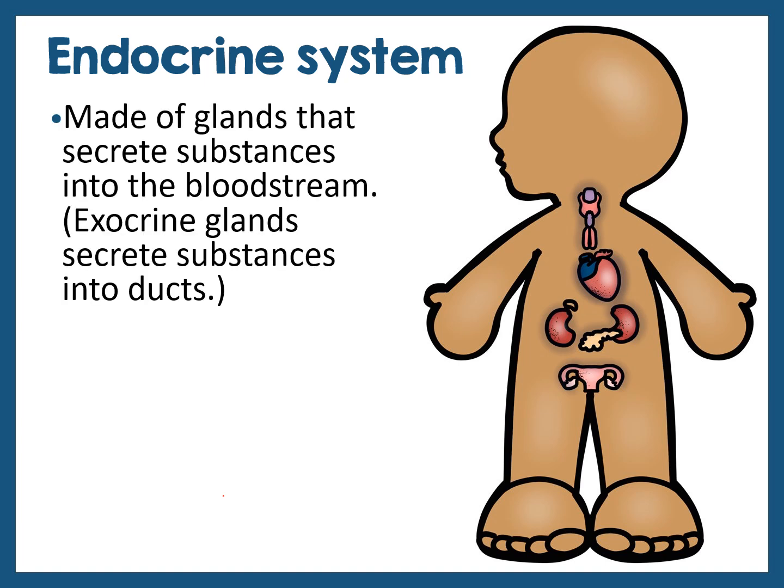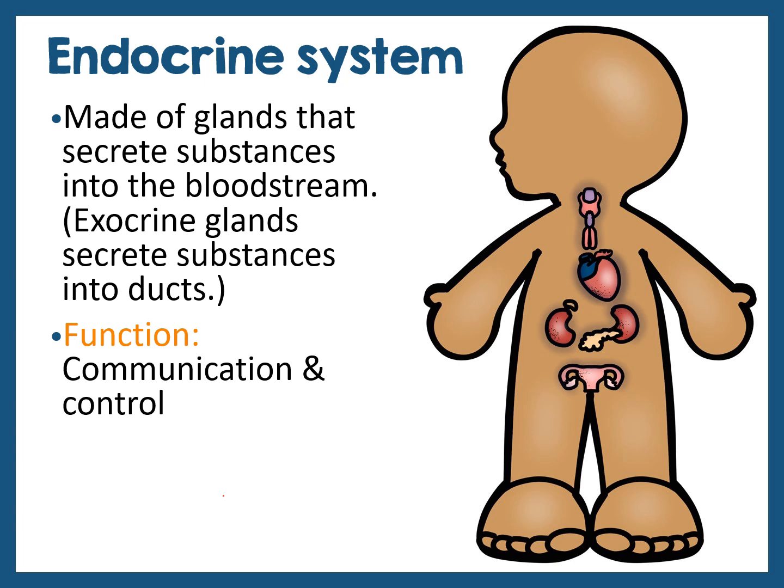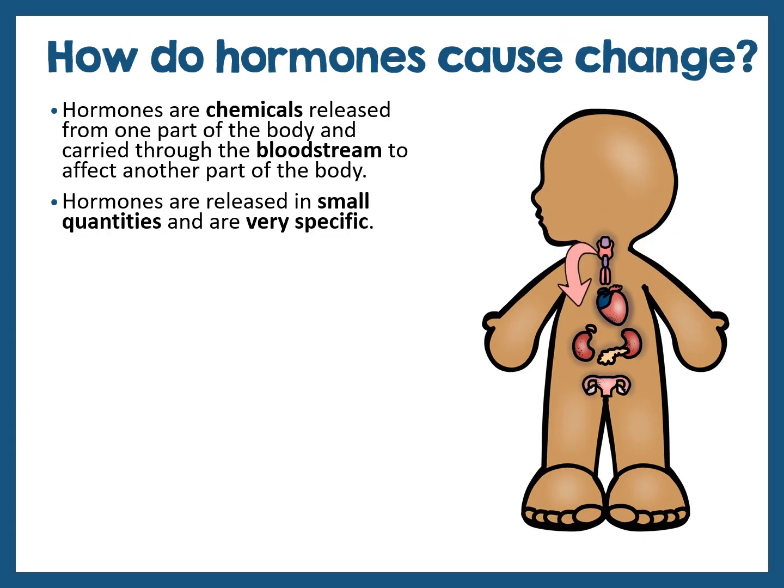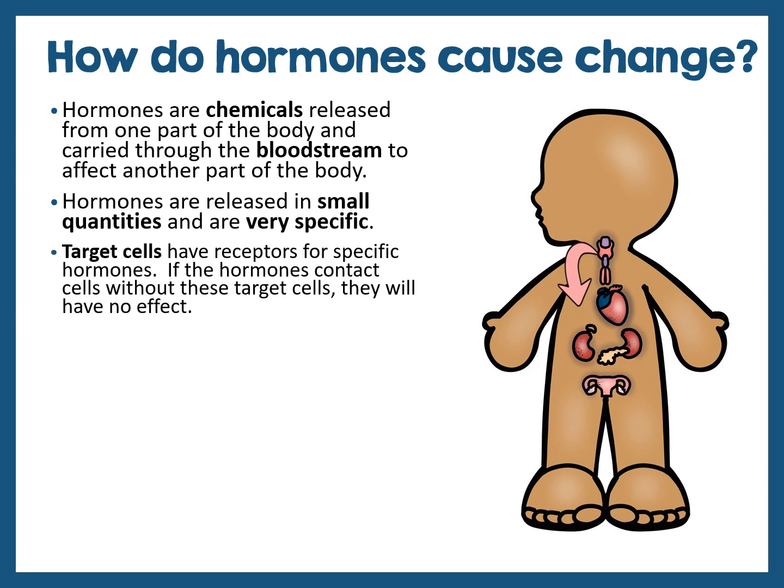So the endocrine system is made up of glands that secrete substances into the bloodstream. So we're not talking about any exocrine glands that use ducts. And it's going to function similar to the nervous system for communication within the body and control of body functions. But it's going to work a little bit slower than the nervous system does. So these hormones are chemicals that are released from one part of the body, and they're going to be carried through the bloodstream to affect another part of the body.